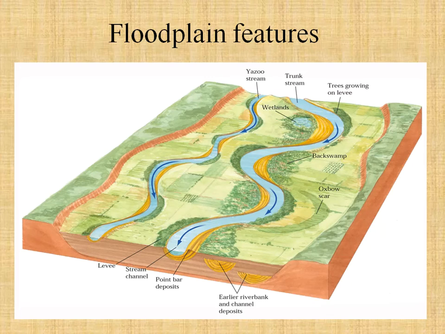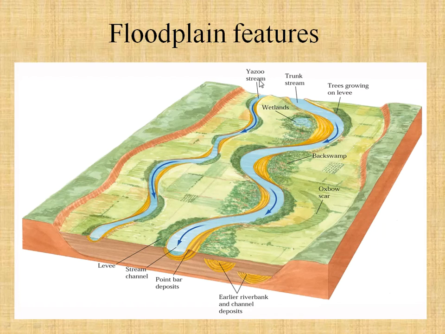Now this is the main channel, and then these are the regions which are occupied during the time of floods. In the normal course, the river will flow within the channel, but during the floods it starts occupying the floodplain, and because of this you have the swampy regions away from the main channel.